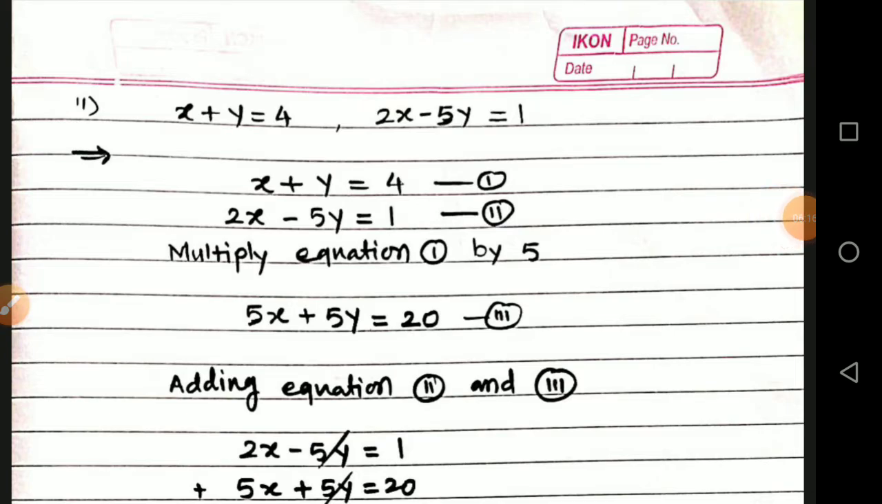See the second example. x plus y is equal to 4, comma, 2x minus 5y is equal to 1. Equations are arranged in the order. Give the numbers to them. x plus y is equal to 4, equation number 1. Below that write down 2x minus 5y is equal to 1, equation number 2. Now observe the coefficients of the variables of both the equations. Coefficients of x are 1 and 2. And the coefficients of y are plus 1 and minus 5.